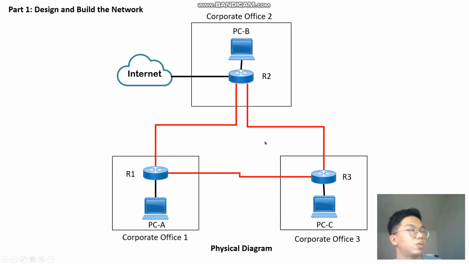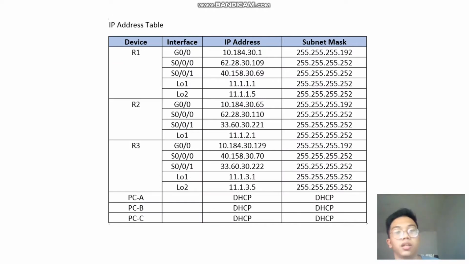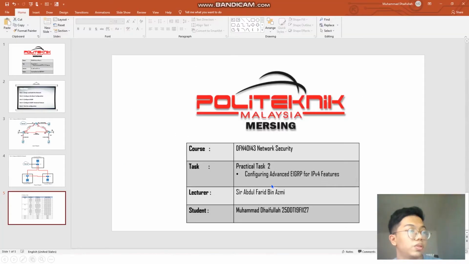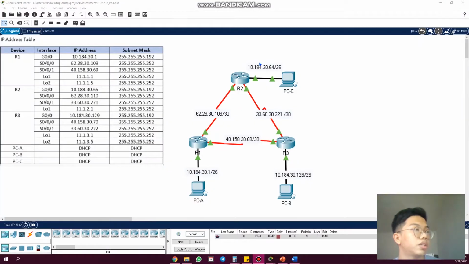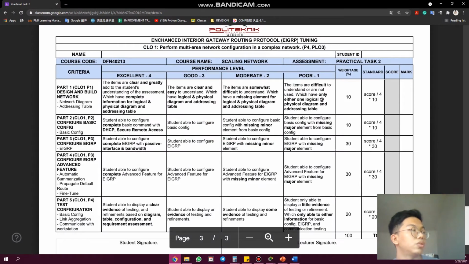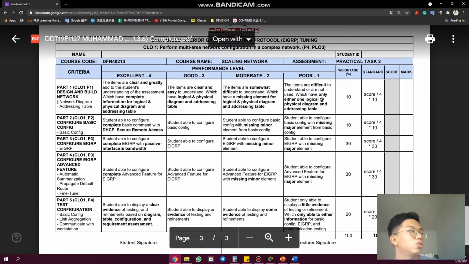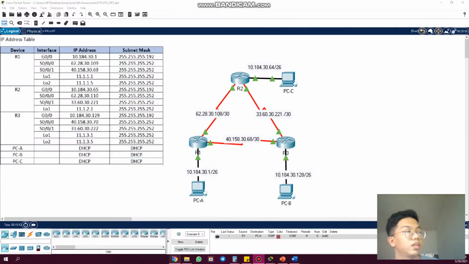Okay, so this is my IP address table. As you can see, R1, R2, and R3, and PCA, PCB, PCC are using DHCP. Okay, so we go to the Packet Tracer. Before that, we go to the rubric. I already showed the network diagram and the addressing table. Now I want to verify the basic configuration.